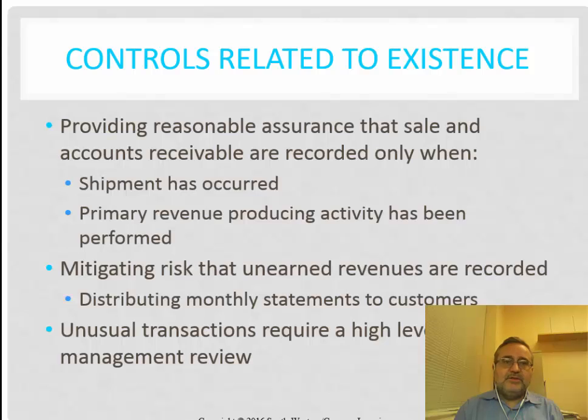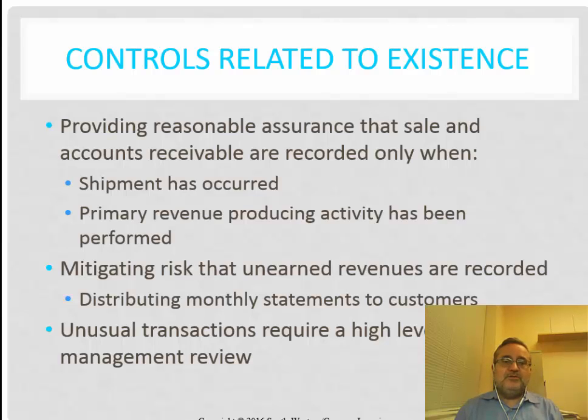So let's talk about specific controls related to specific management assertions. The first one that we're looking at is controls related to existence. So this provides reasonable assurance that sales and accounts receivable are recorded only when shipments have occurred and the primary revenue producing activity has been performed. So we're looking for when we generate a revenue transaction, we've done this because we have a sales event, and that sales event has taken place.